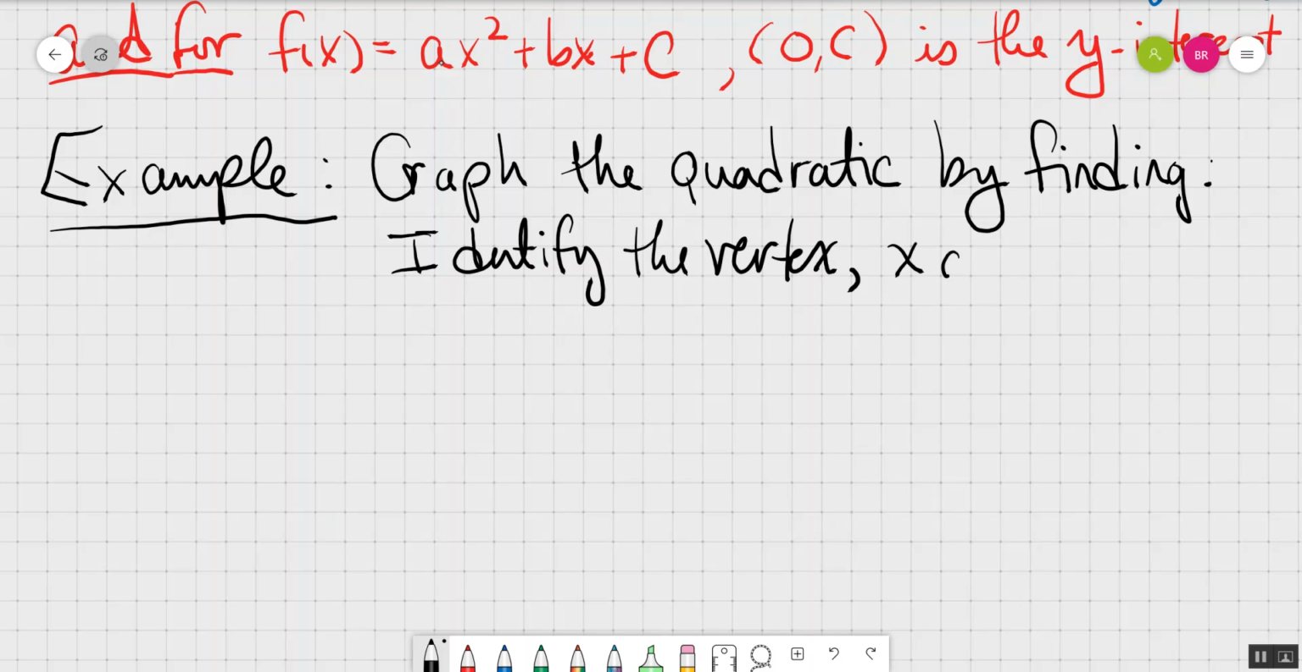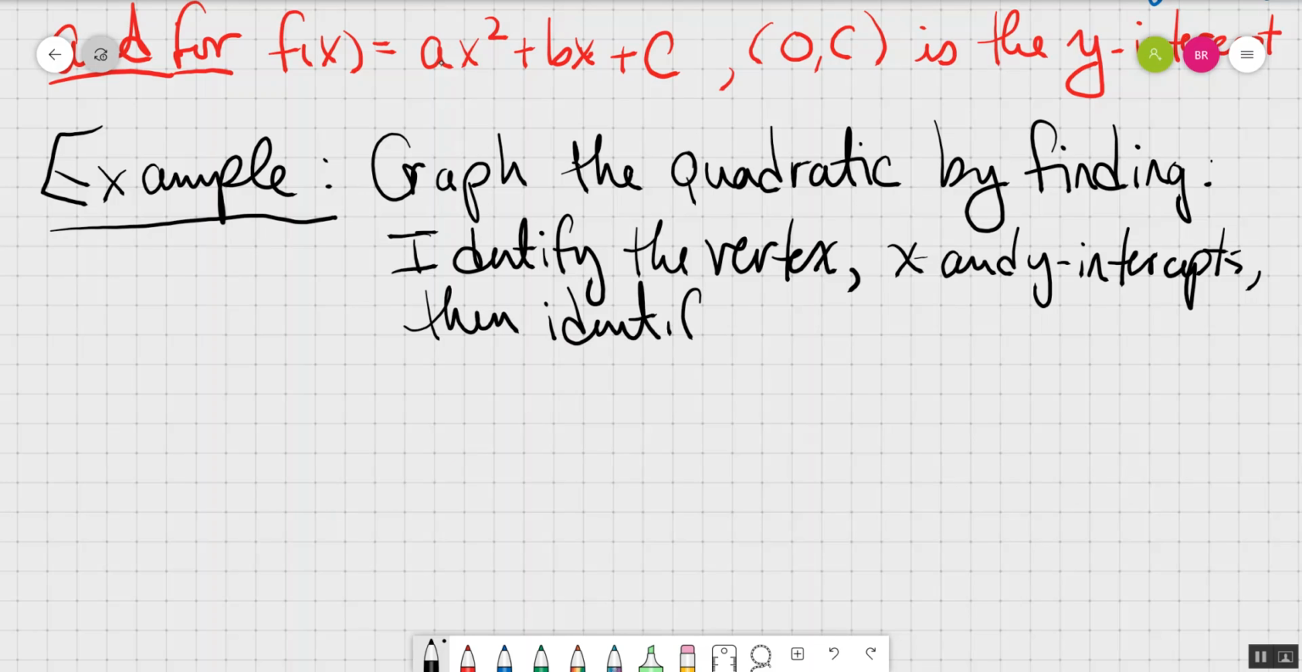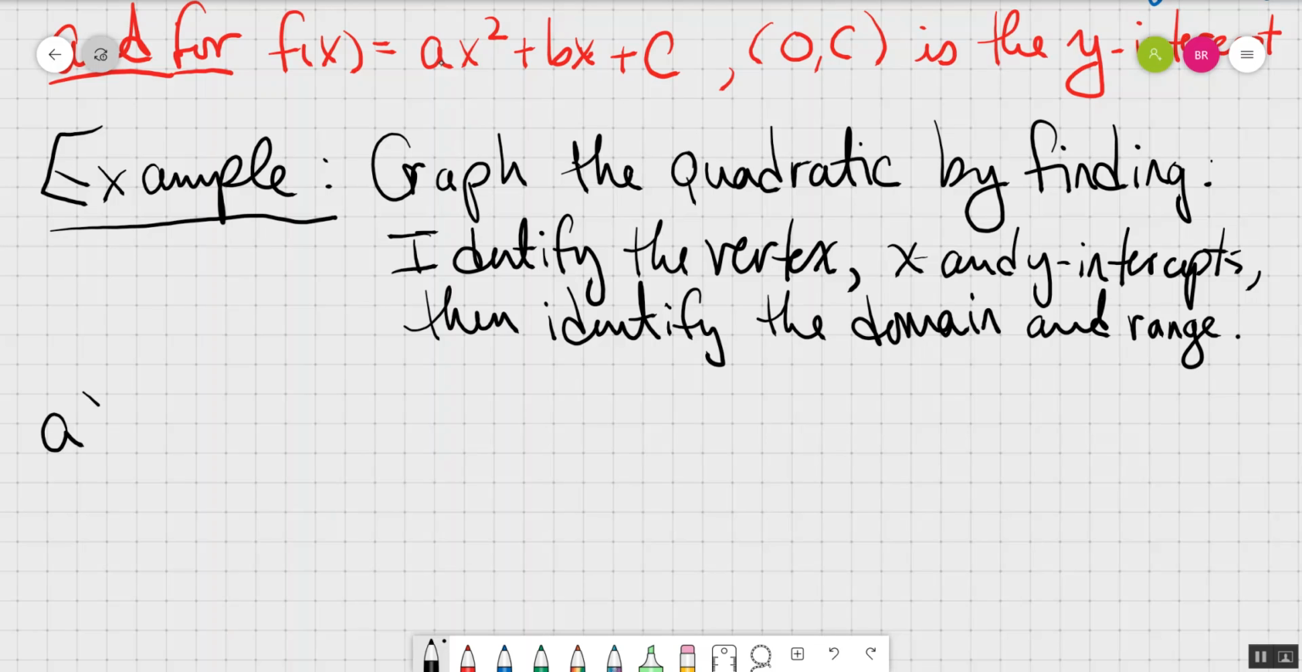We're going to find the x and y intercepts. And then we're going to identify the domain and range. What you maybe haven't realized at this point is that actually we've done a lot with domain when it comes to the quadratic, but we haven't done anything with the range. But actually having this information that I've listed here is enough for you to tell what the range is going to be. So it should be a good time.